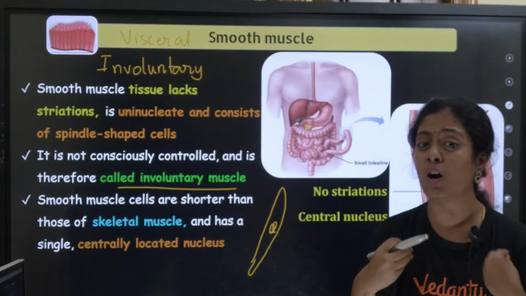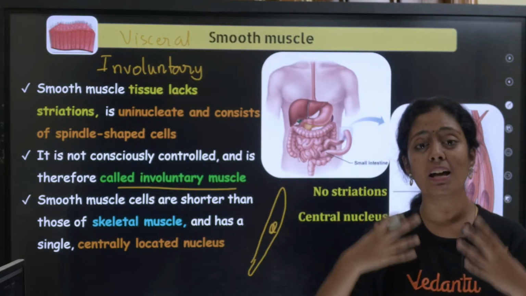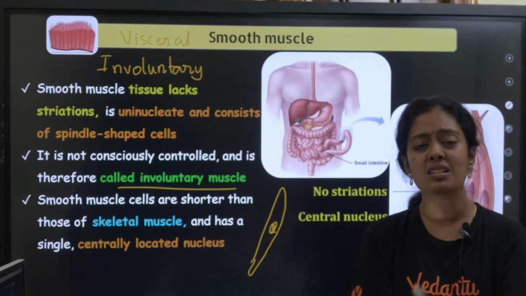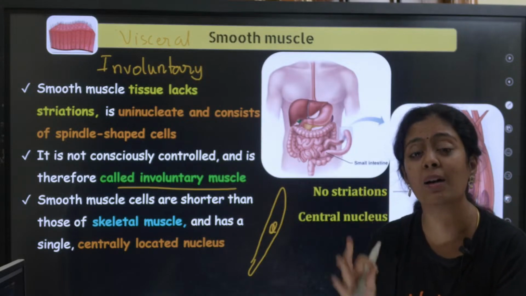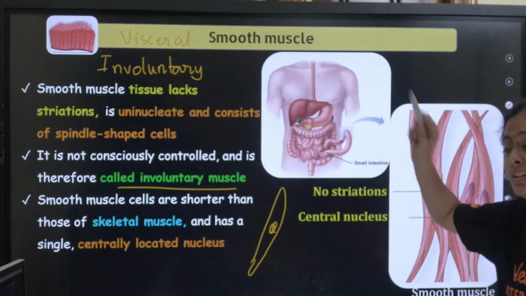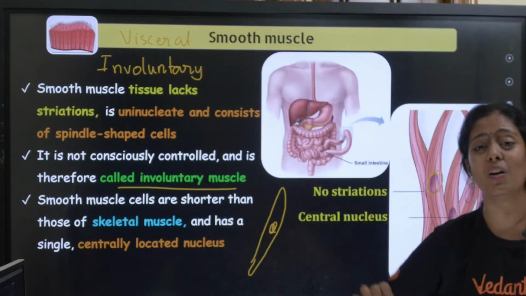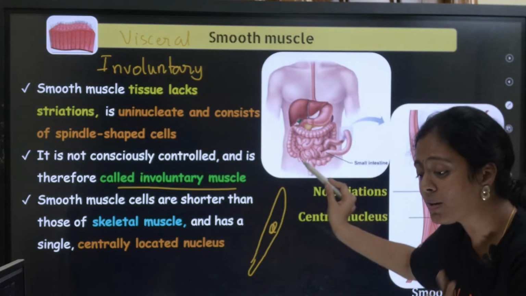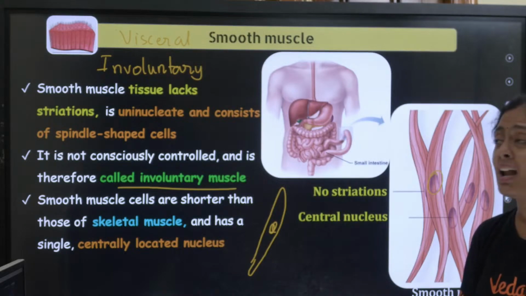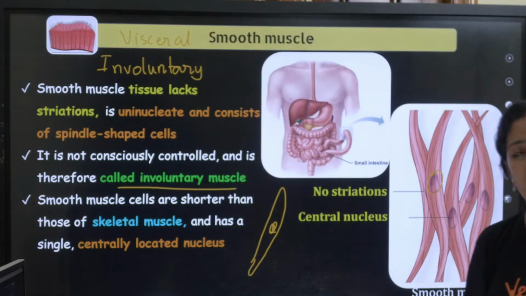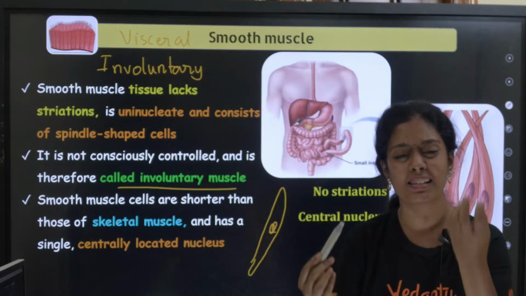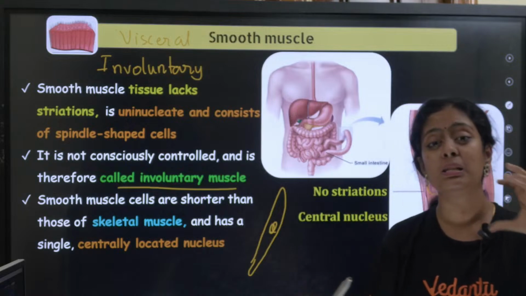All your internal organs, correct. The organs inside our body, whether your stomach, your lungs or your intestine, are all made up of this kind of muscle. See here, your entire gut right from your mouth till your anus is made up of smooth muscles. Very important, children. That is why I call it visceral muscle. What is visceral? All the internal organs, anything present inside, is called visceral.